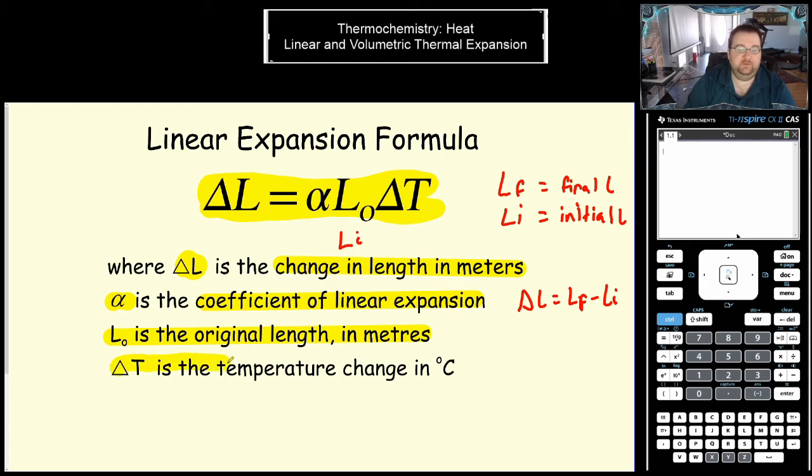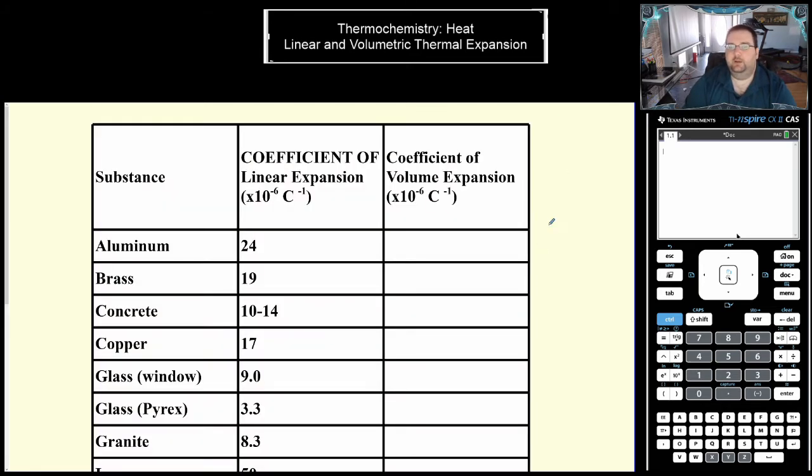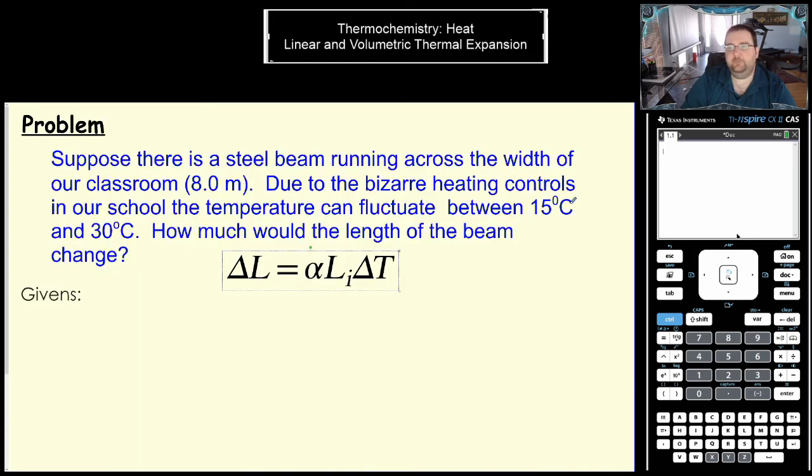And delta T is the change in temperature, right? So final minus initial temperature. So delta T is the final temperature minus the initial temperature. All right. Again, here's the table. You guys have it on Schoology for the practice problems. Let's give a practice problem a shot.